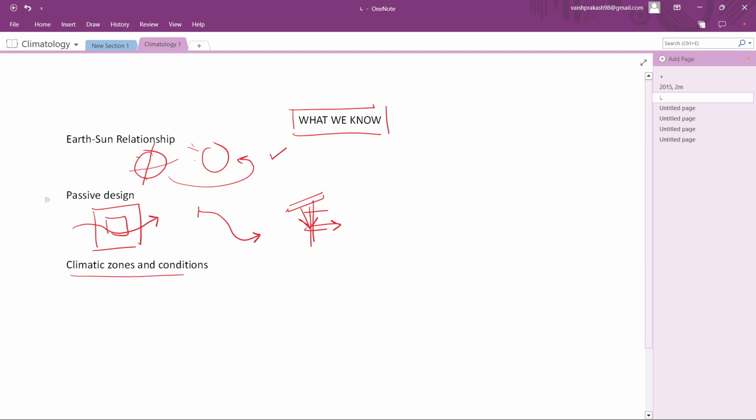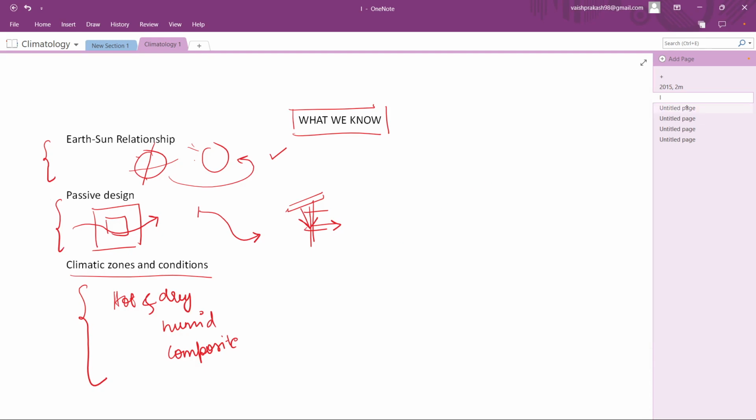And we also know that there are climatic zones in India. There are different climates that are there throughout the country, whether it's hot and dry, or hot and humid, cold, or composite. For example, Delhi is a composite climate. So these are all general basic understanding that we already have with respect to climatology.